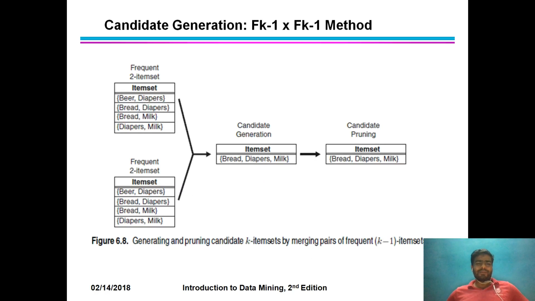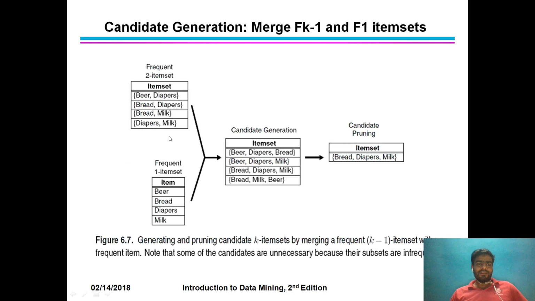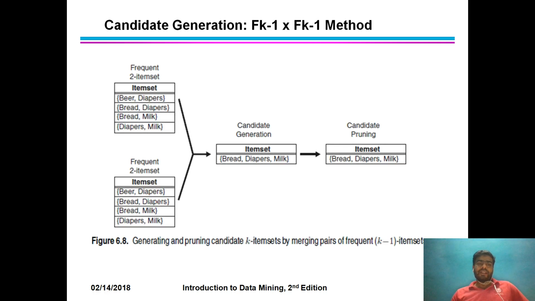Okay, now again the same method. In the previous example, 2 item sets combined with 1 item gave us candidate generation, and we did candidate pruning, and we eliminated the candidates which don't satisfy the minimum support count. So now candidate generation, F of k minus 1 with F of k minus 1. Now F of k is the item sets of size k, and k minus 1 is two item sets. Beer diaper is 2, bread diaper is 2, bread milk is 2, diaper milk is 2. So these are all frequent 2 item sets.